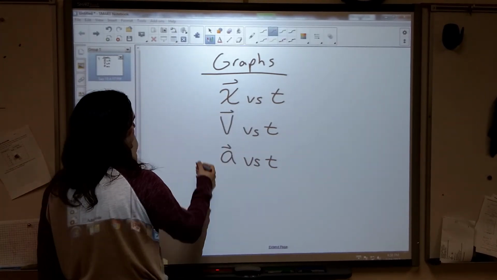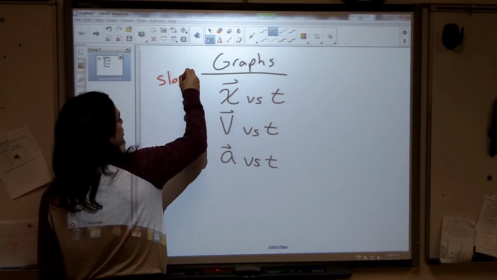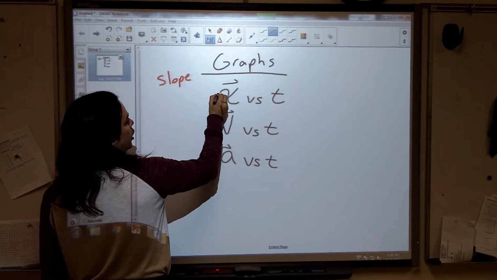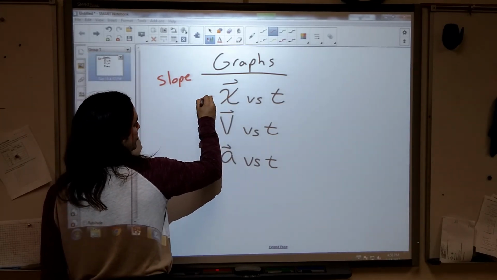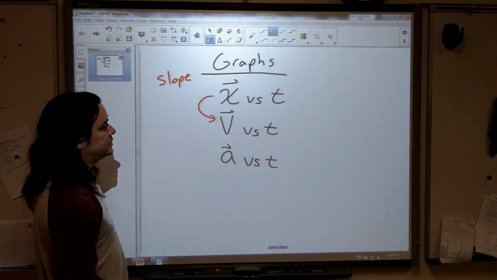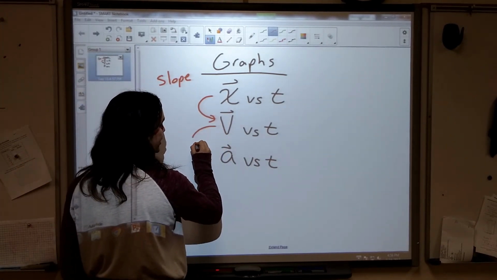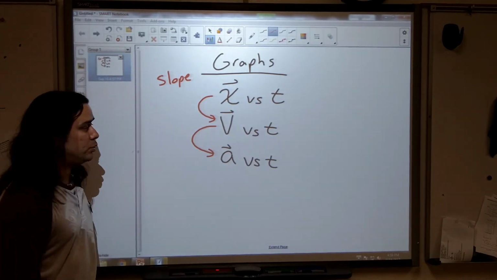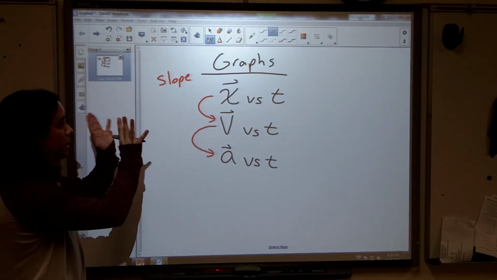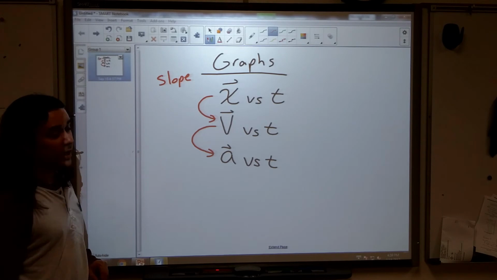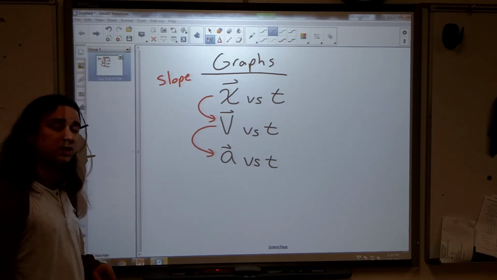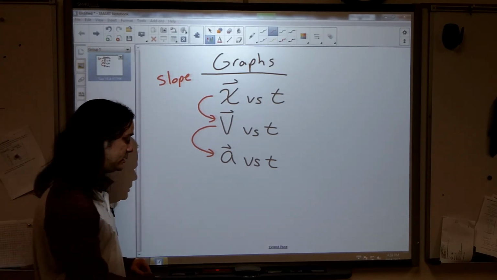Now you can read the graphs themselves, but over here I like to mark slope. If you look at the slope of a position versus time graph, it will give you the velocity. It'll tell you about the velocity. And if you look at the slope of a velocity versus time graph, it gives you information about the acceleration. Now again, this might be redundant for you. If you pay attention to the units, they will tell you what you get.